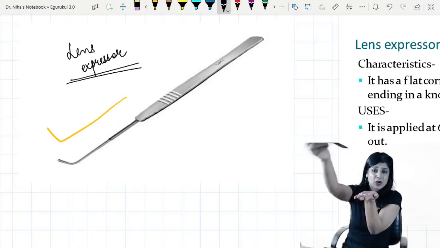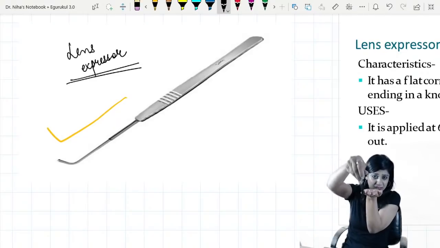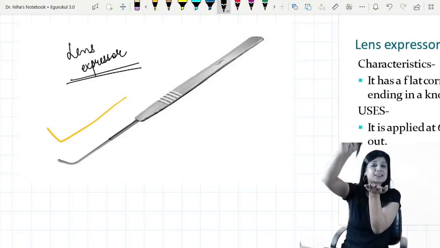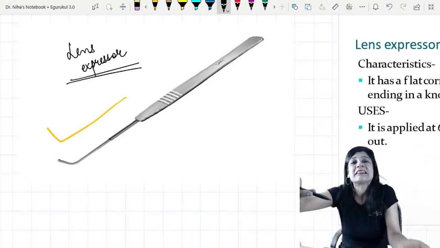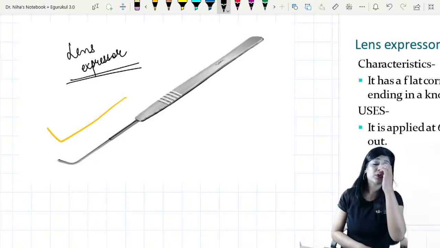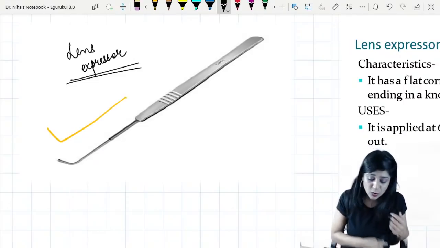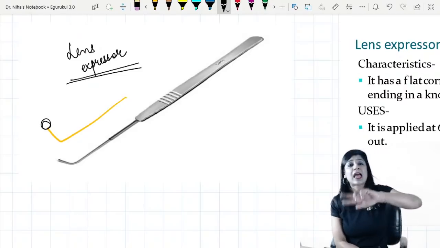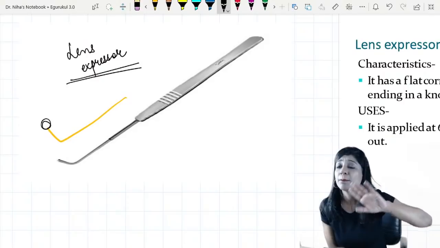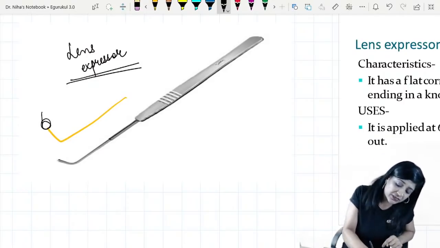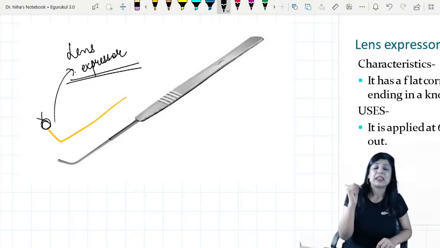And if this is your lens expressor, you are putting the pressure over the 6 o'clock, and just like a hockey stick, you are actually expressing the lens. Sometimes it can be used in place of the muscle hook also. Muscle hook may have a tip also. So they can be used interchangeably, but if you have a tip, then that is a muscle hook. If it does not have this tip, then it is actually this lens expressor.